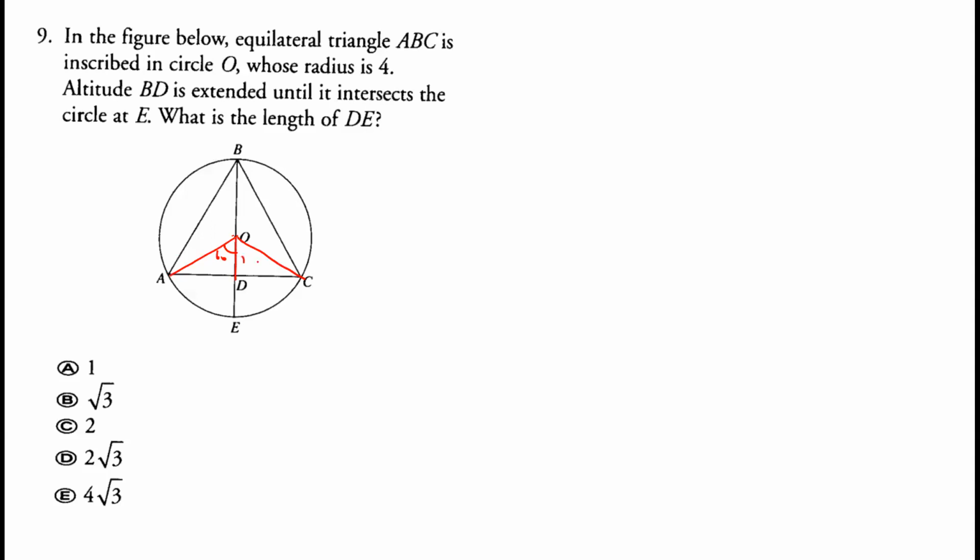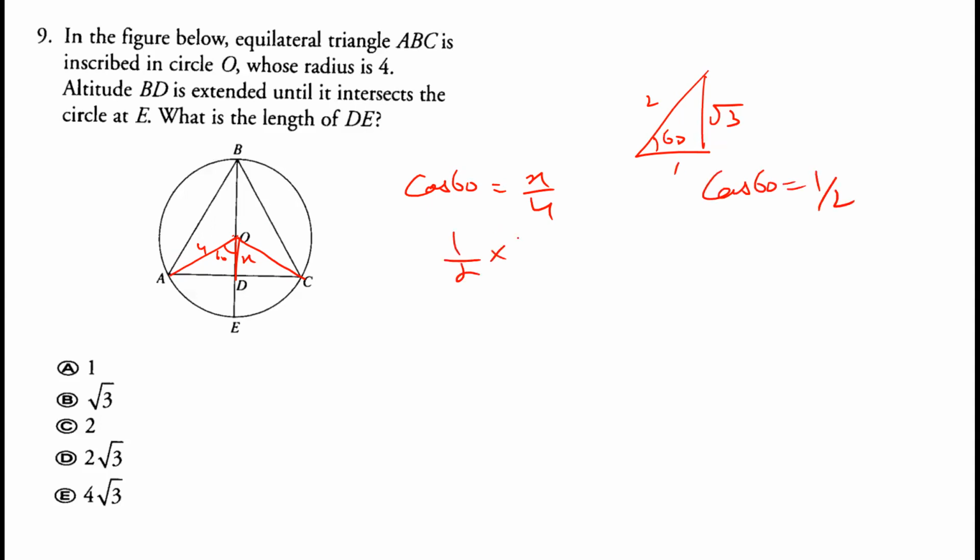This is the length we need to find out. This is 4. So cos 60 equals x upon 4. So cos 60 is adjacent upon hypotenuse. And we know that if this length is 2, this length is 1, and this length would be under root 3. And if this angle is 60, then cos 60 equals 1 upon 2. So 1 upon 2 into 4 equals x. So x equals 2.